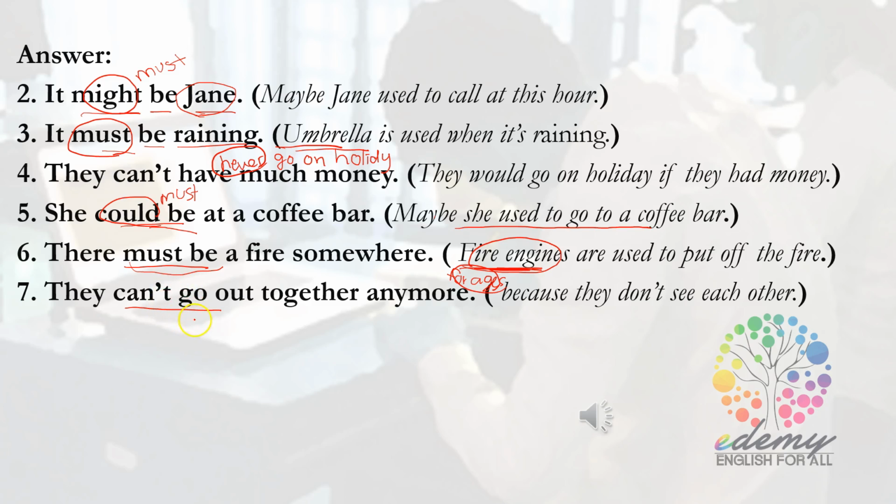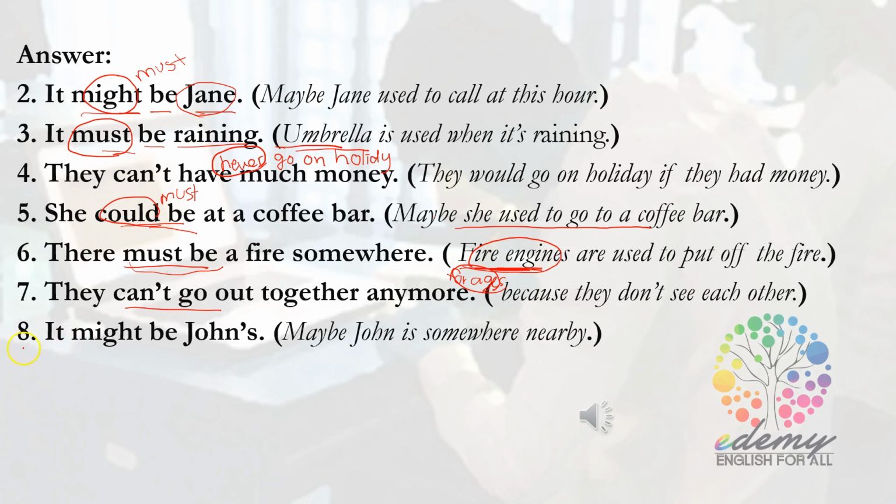Okay, move on to another statement. Whose jacket is this? And we have Mike and Jones in the bracket. So the answer is, it might be Jones. Why do we use the words might be? We use might be because we are not sure who this jacket belongs to. For example, somebody asks you whose jacket is this, and you are not sure. But John is somewhere nearby in the house, so you might say, okay, it might be John. It might belong to John, but you are not sure. That's why you use might.